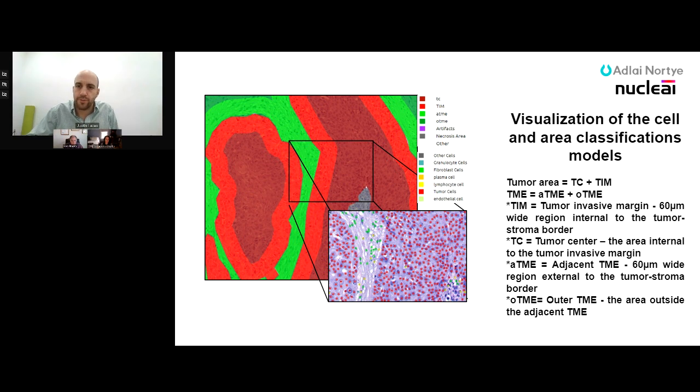Ken went through in his previous slides these different areas and how they're different, how they're being classified by Nucleai off of the H&E through the AI-driven and pathology-supported mechanisms. So just to remind everyone, because we will touch on some of these points while we are presenting the data, we have the tumor area, tumor microenvironment, the tumor invasive margin, and the tumor center, and the adjacent tumor microenvironment. So these are just the different regions of the tumor that can be easily identified by the artificial intelligence off of the H&E based on the morphology and the proximity to different types of cells.